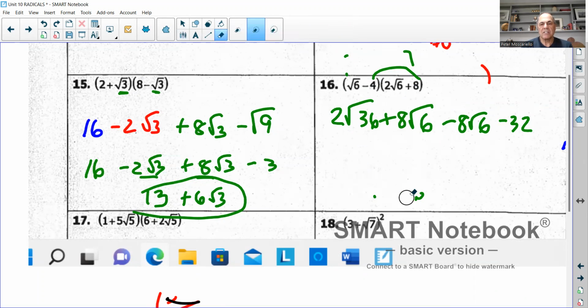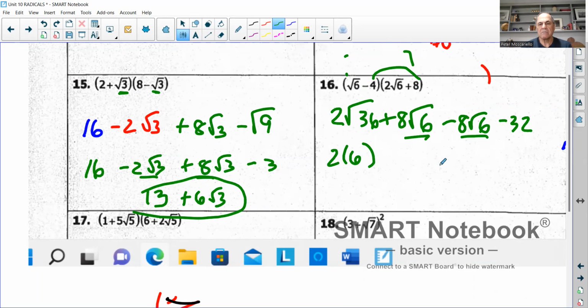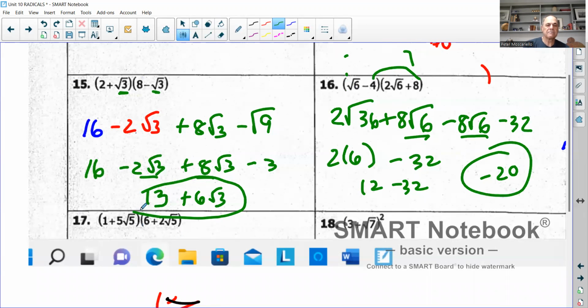All right, well, root 36, again, comes out a perfect 6. Got to know your square roots. So that's just a 6. 8 root 6 and negative 8 root 6 cancel. Then I have negative 32, so 12 minus 32.